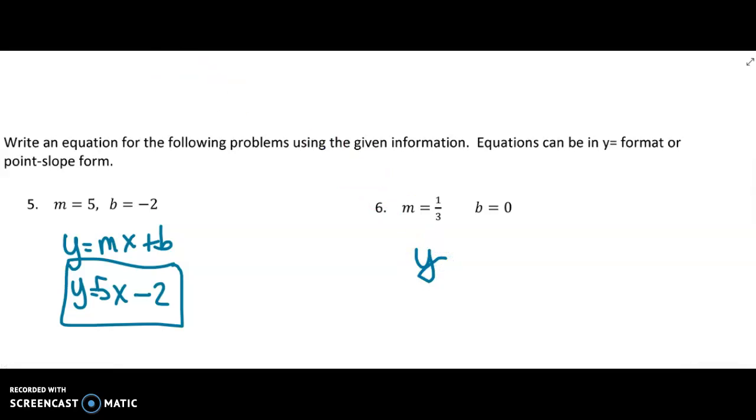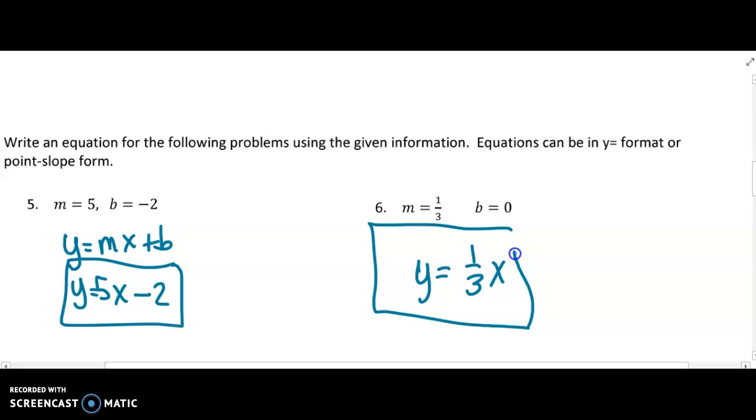Same thing over here. Y equals, we're not even going to write the first one, are we? Y equals 1/3 x. Do I have to write the plus 0? Nah. You don't have to write it. But if you want to, you can. You can write y equals 1/3 x plus 0. But remember, if you don't see it, what is your y-intercept? Yep, it's that 0.